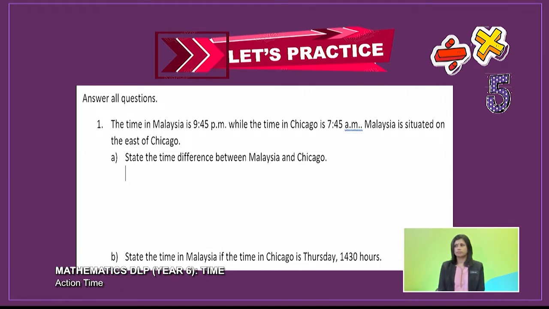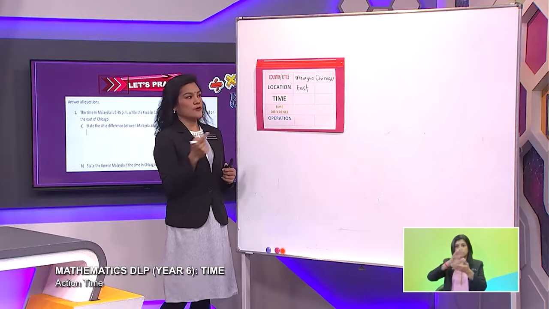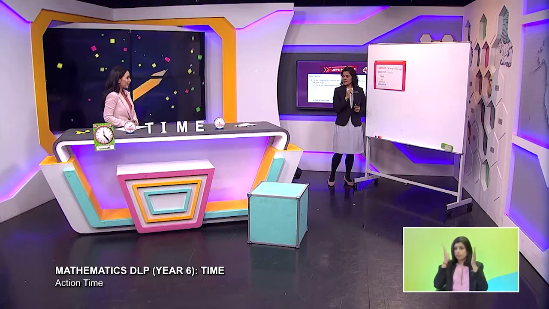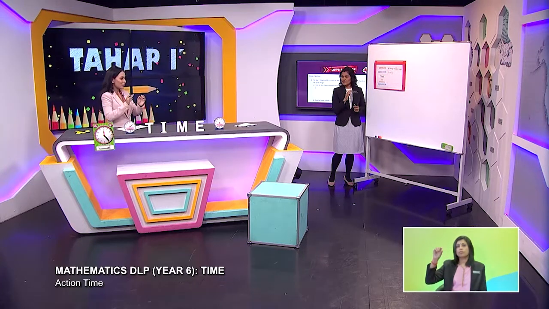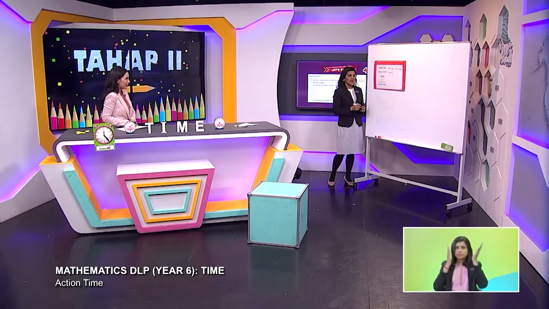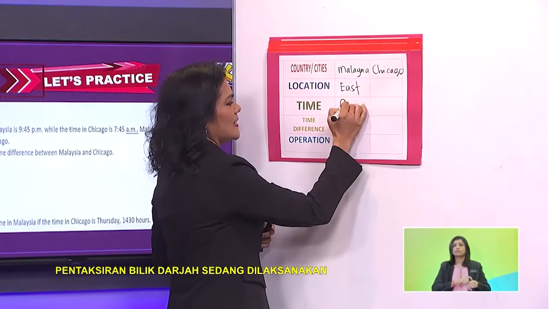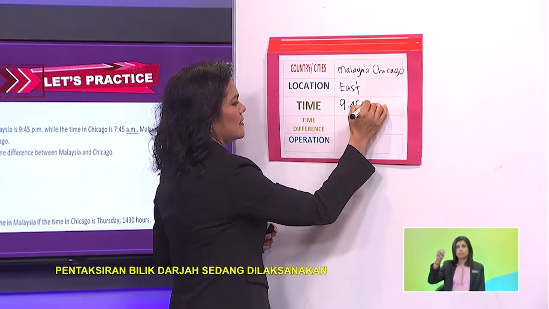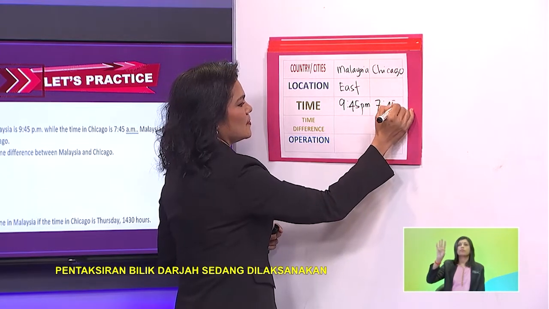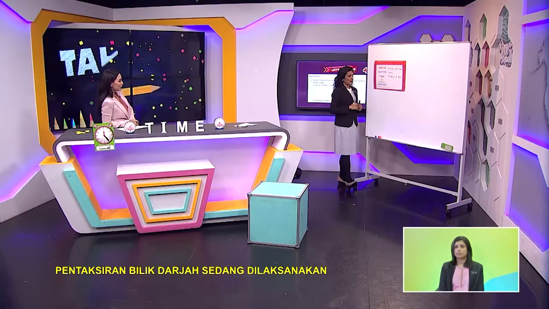Okay. So while you're reading, I try to transfer the information into this smart note. What are the countries involved? Malaysia and Chicago. What's the location? Malaysia is on the east of Chicago, so of course Chicago is on the west. How about the time? The time stated for Malaysia is 9:45 p.m. and Chicago is 7:45 a.m. Is that the time difference given? No, that's actually the time there.